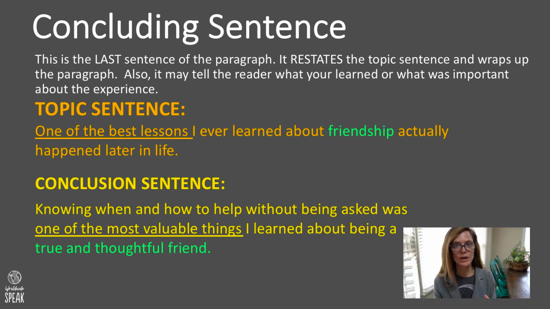So what I did here was, one of the best lessons, I just changed the wording a little bit and I said, one of the most valuable things. Same idea, same meaning. And then for friendship, I changed that around a little bit to say, true and thoughtful friend. And of course, I tell you what I learned in the beginning of the sentence. That was knowing when and how to help without being asked.